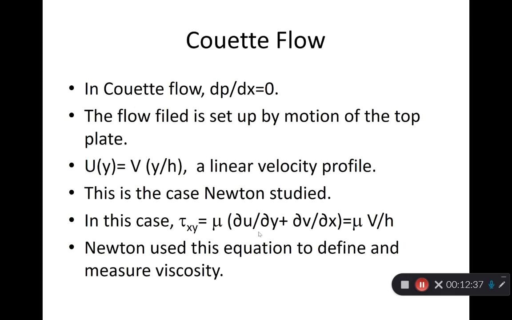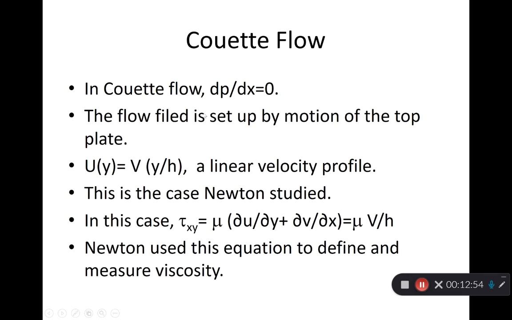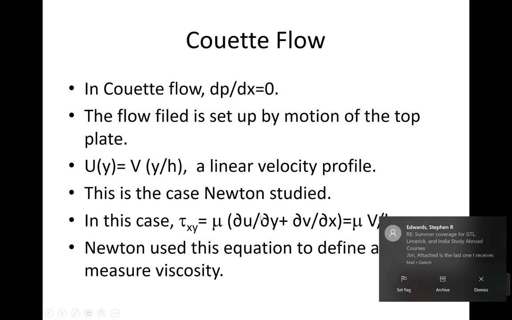So in Couette flow, dp dx is 0, therefore this term goes away, and you just get a very simple linear velocity profile. But in Poiseuille flow, dp dx is non-zero, therefore you get a parabolic profile. So in Couette flow, dp dx is 0, so you just get a very simple linear profile.